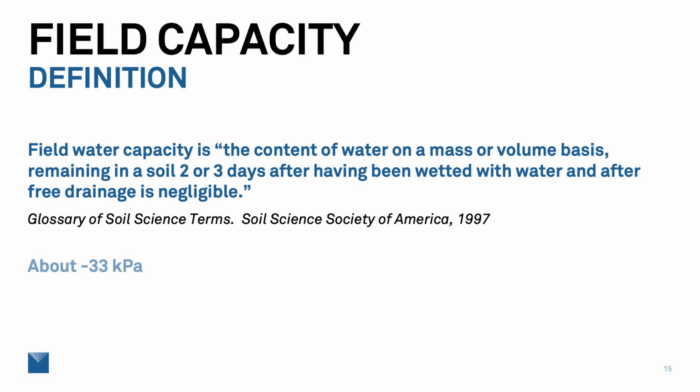I'm going to change gears a little bit and start talking about field capacity. Here we have a basic definition of field capacity, which is the content of water on a mass or volume basis remaining in a soil 2 or 3 days after having been wetted with water and after free drainage is negligible. In literature, we typically refer to that as minus 33 kilopascals, and that's been the rule of thumb for many decades. But is that really what we see in the field?